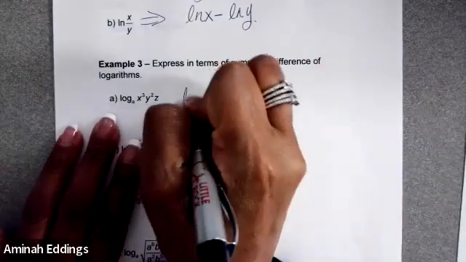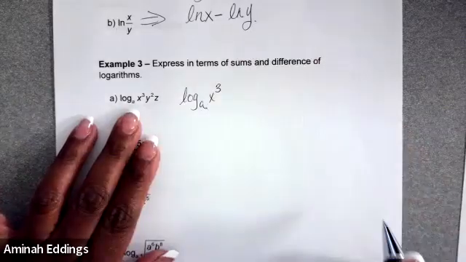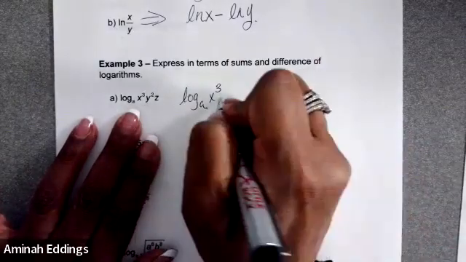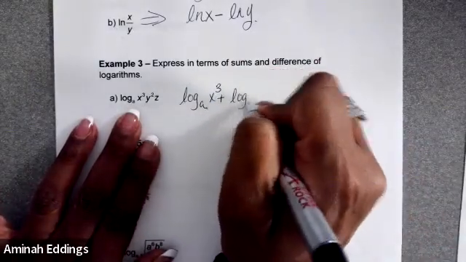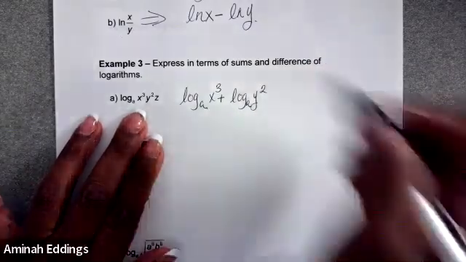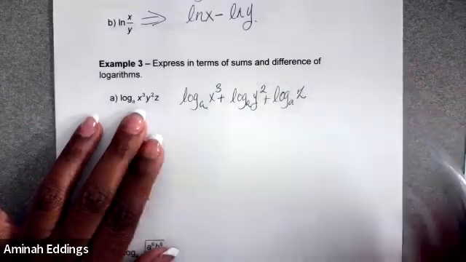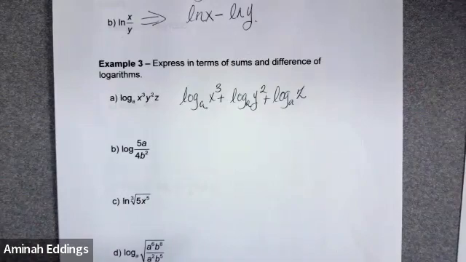So it's going to be log base A of X to the third plus log base A of Y to the second plus log base A of Z. Okay, let me stop there and make sure you're with me. Make sense?